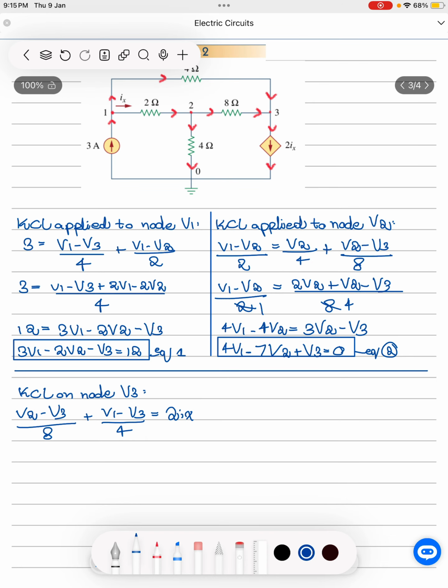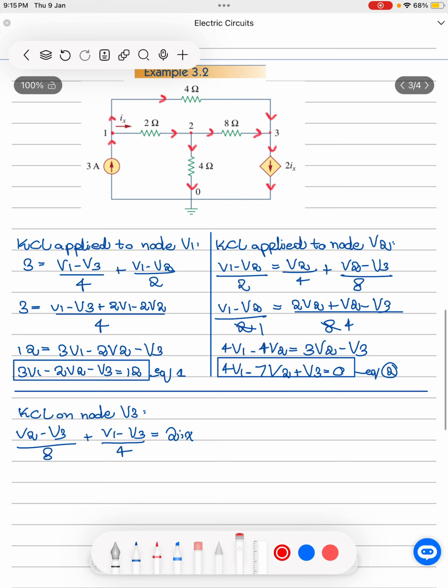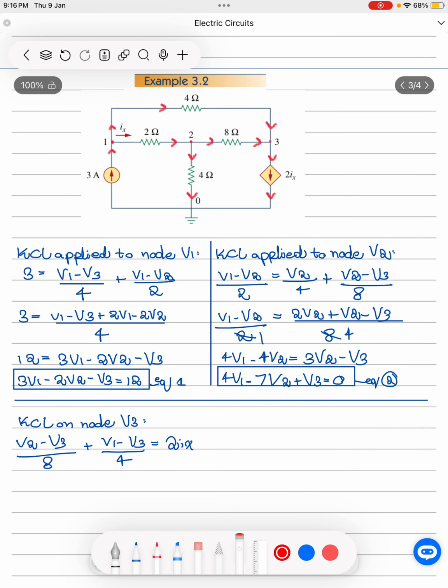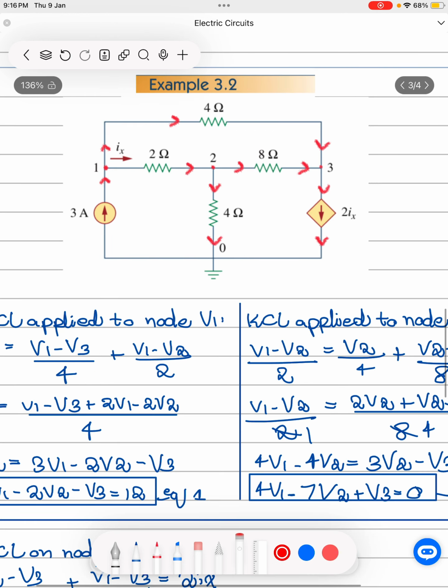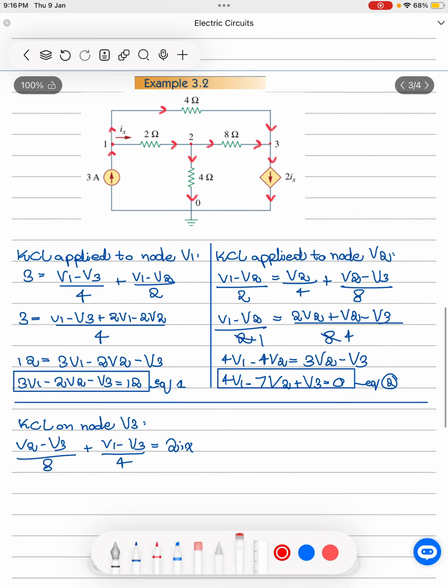Now we can see that in the equation that we just wrote, there are four variables: V1, V2, V3, as well as Ix. But we have three equations, so we cannot solve an equation involving four variables, right? So we need to substitute Ix with the node voltages. We need to write Ix in terms of V. As we can see in the circuit diagram, this arrow is the current denoted by Ix.